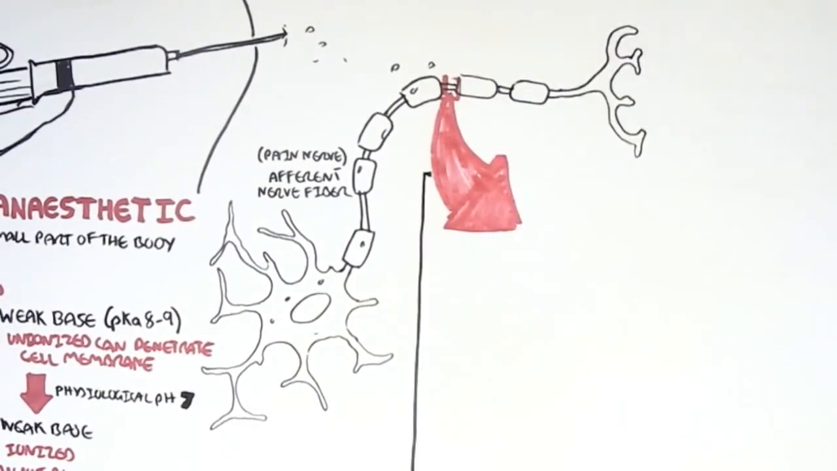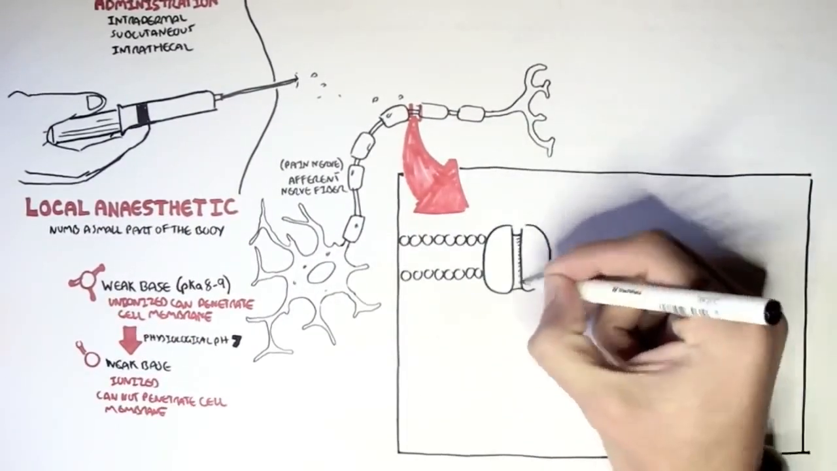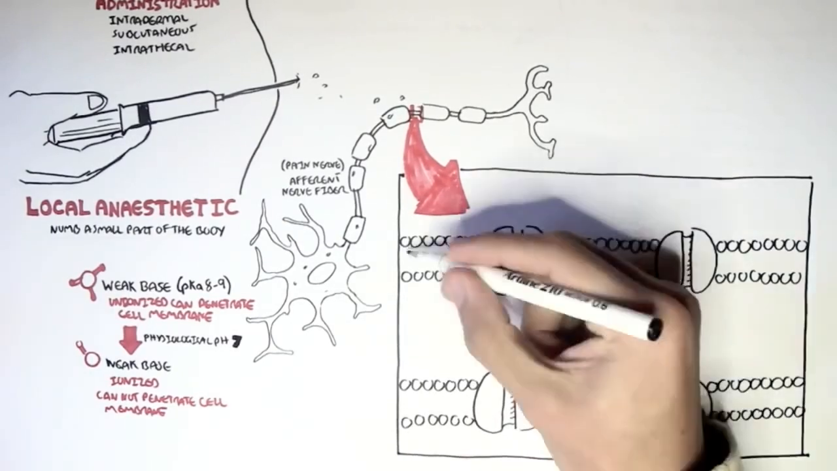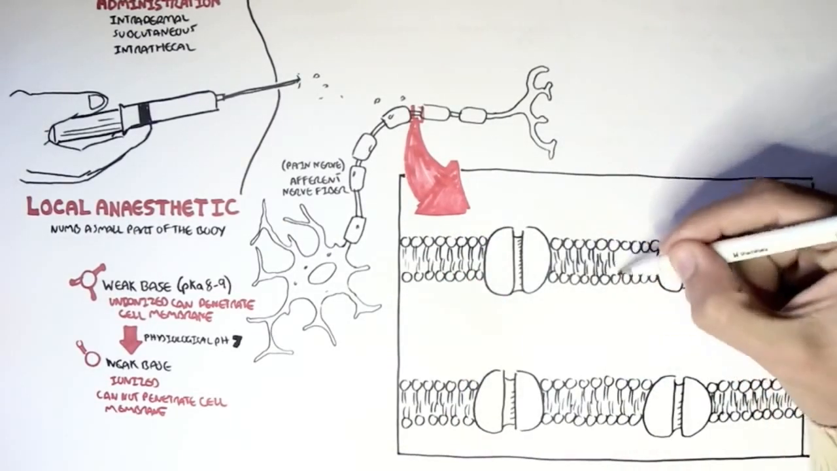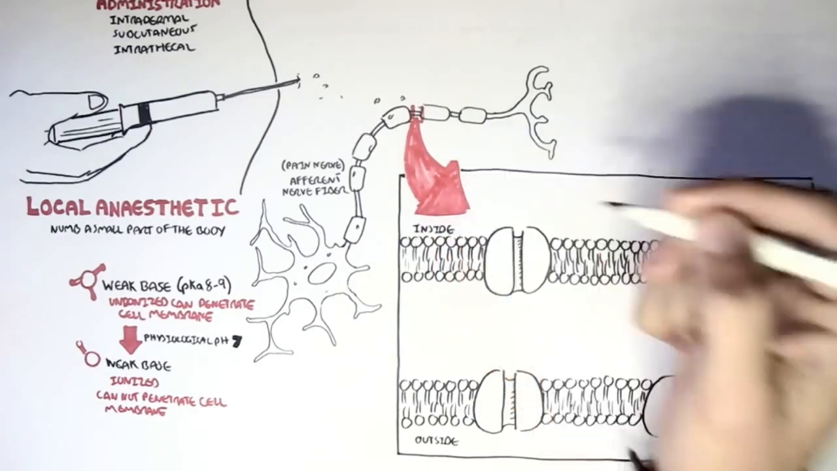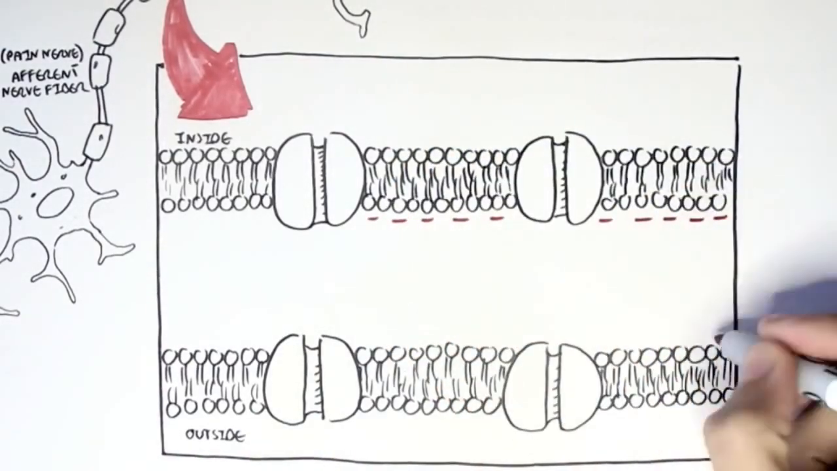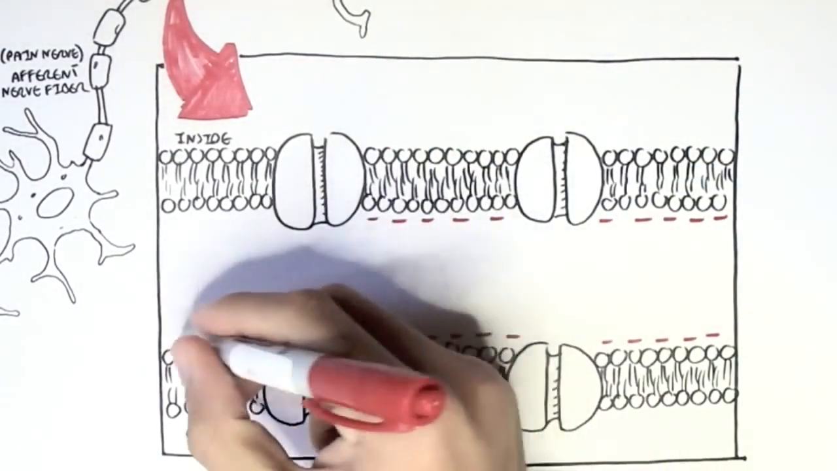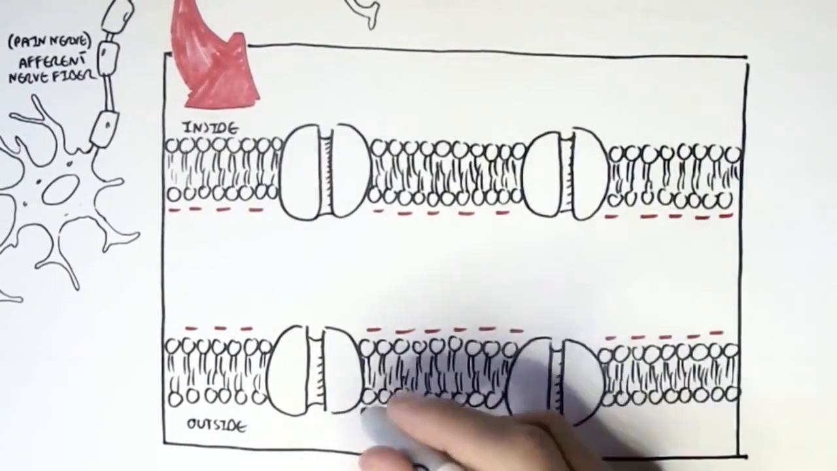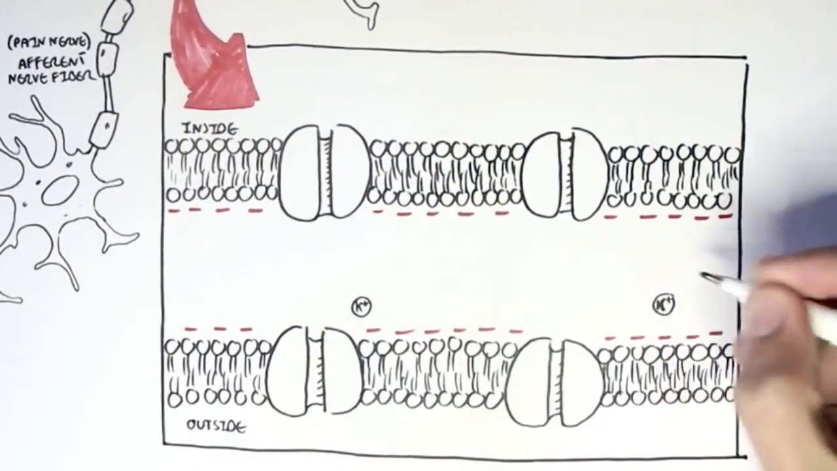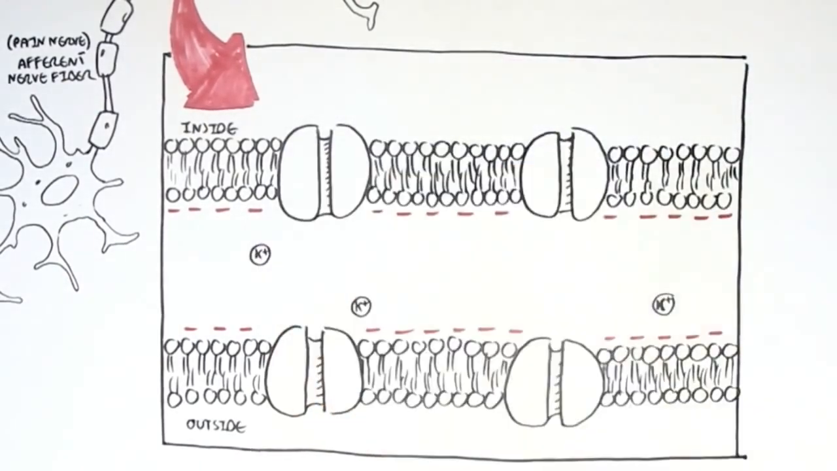Here is the cell membrane of the neuron with channels. Here is the outside of the neuron, and here is the inside. In the inside of the neuron, it's more negatively charged with respect to the outside. In the inside, we have more potassium ions, and in the outside, we have more sodium ions.